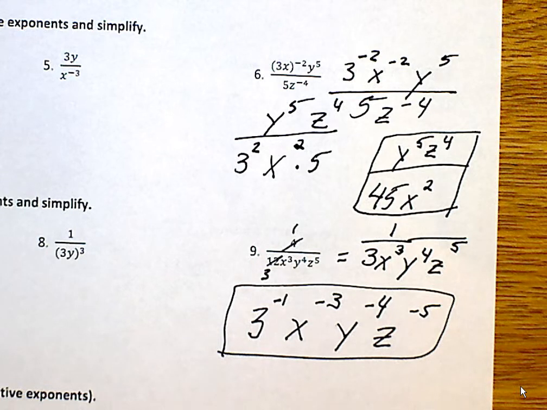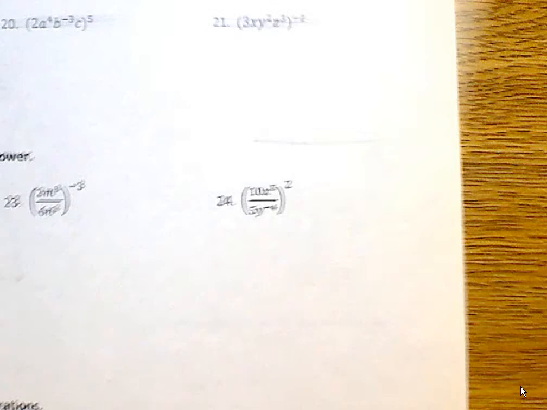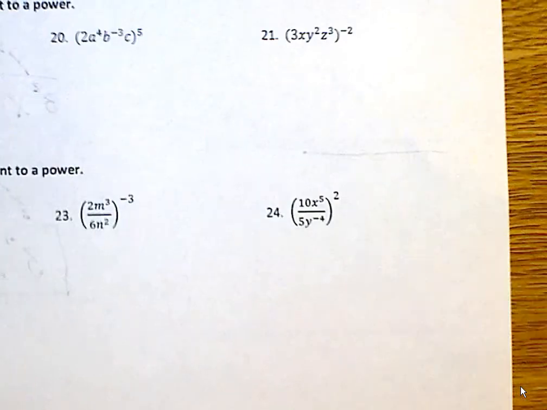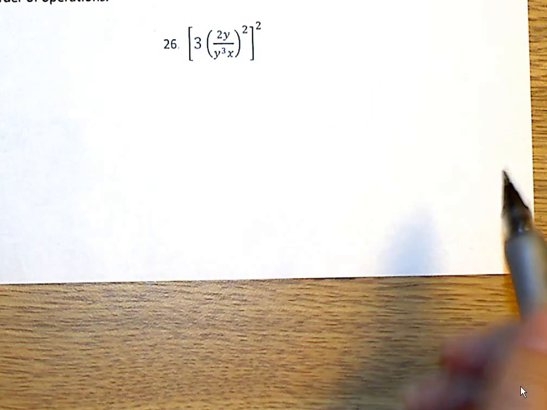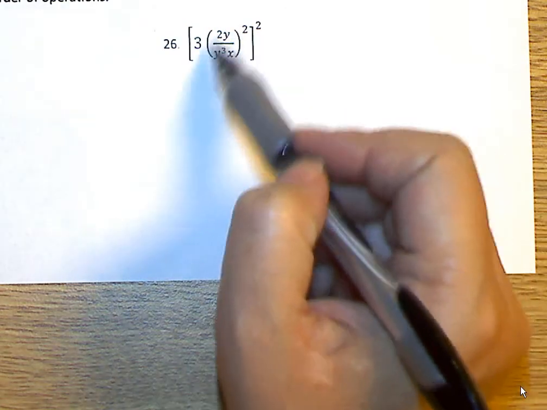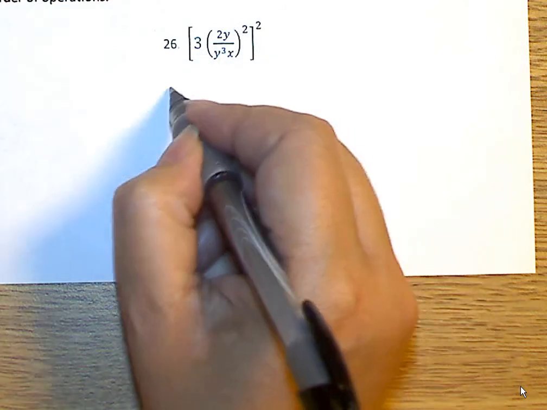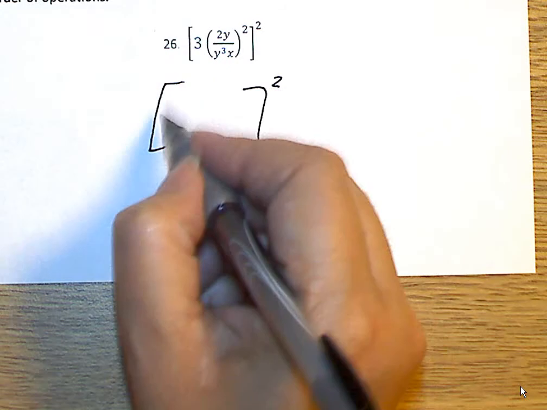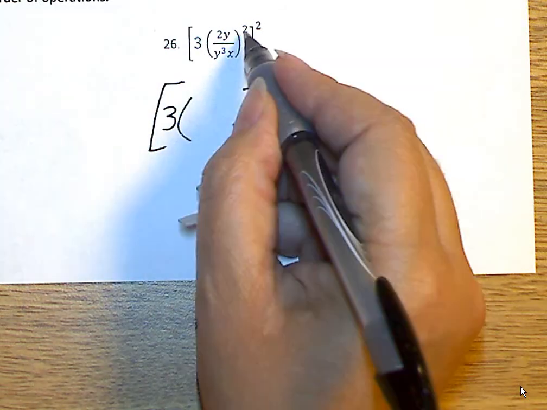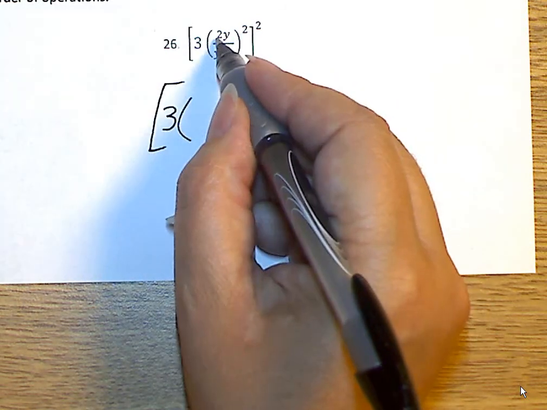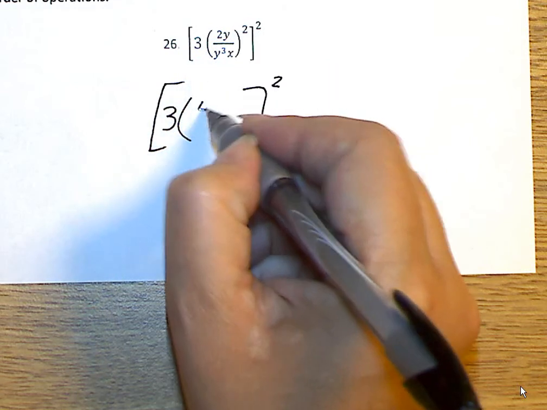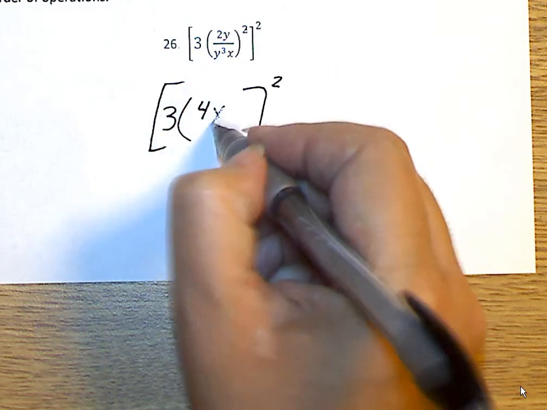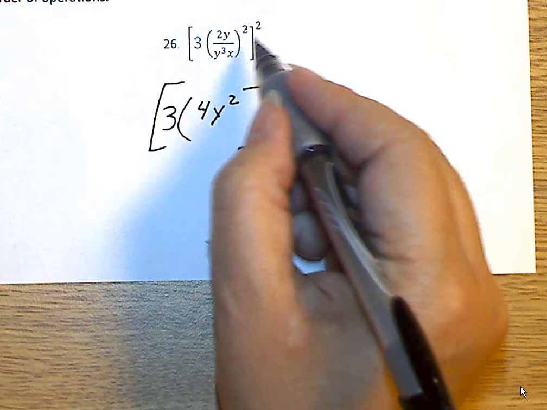Number 26. So you always start innermost. The first thing we want to do is do the innermost. So I'm going to bring this bracket down and keep it squared. And then I'm going to keep that 3. So I take this squared to the 2. So 2 squared is 4, y squared. Then we have y cubed.